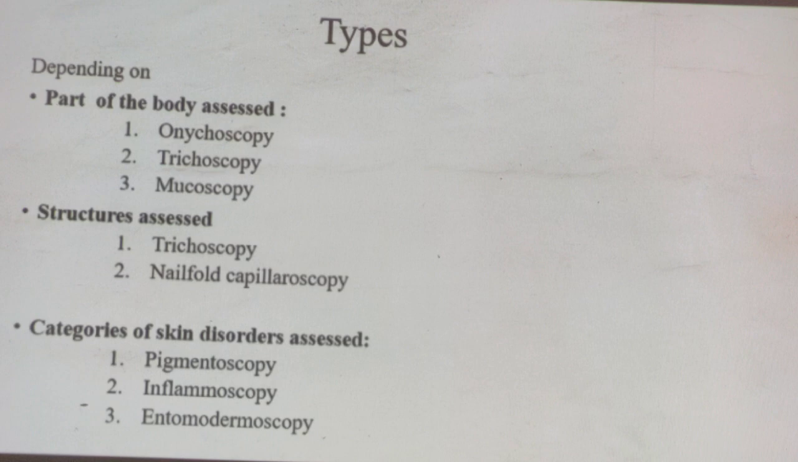Based on the structures assessed, it can be trichoscopy or nail fold capillaroscopy. Trichoscopy for hair again and nail fold capillaroscopy for the capillaries on the nail to detect abnormalities in the capillaries of nail fold. Then based on categories of skin disorders assessed, it can be pigmentoscopy for pigmentary lesions, inflammoscopy for inflammatory skin lesions, and endodermoscopy for skin infestations and infections.